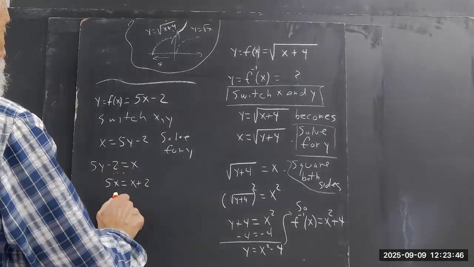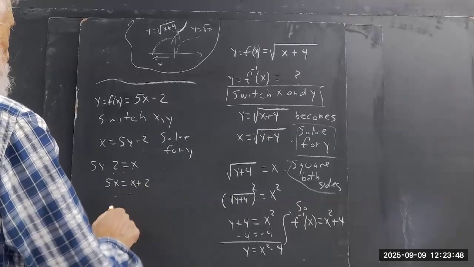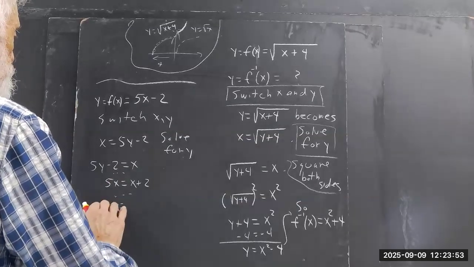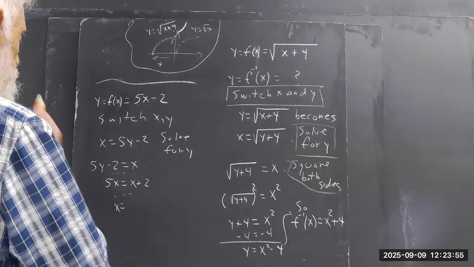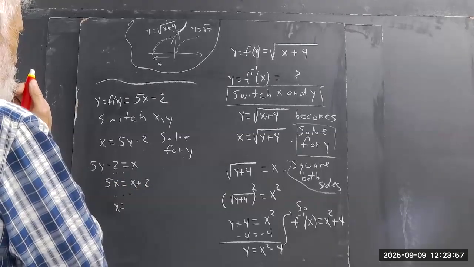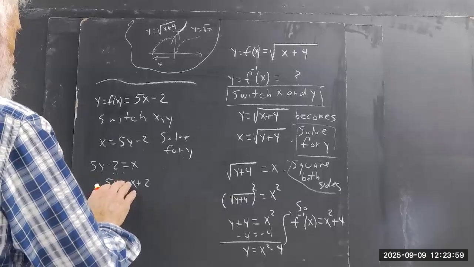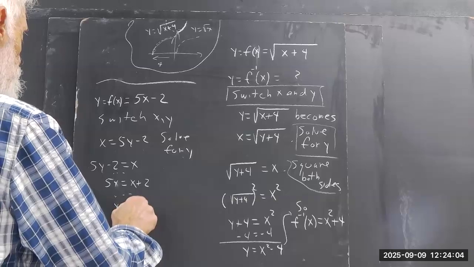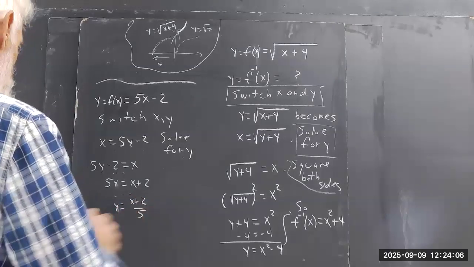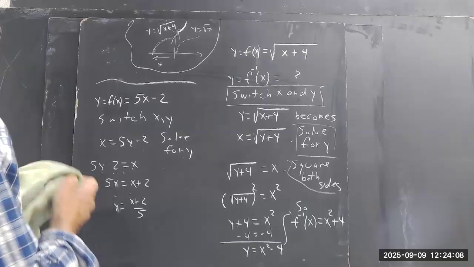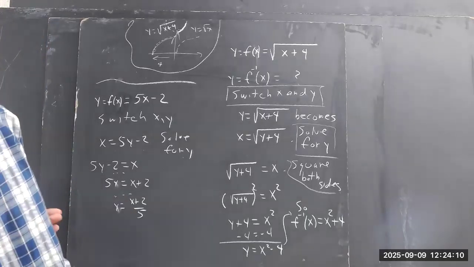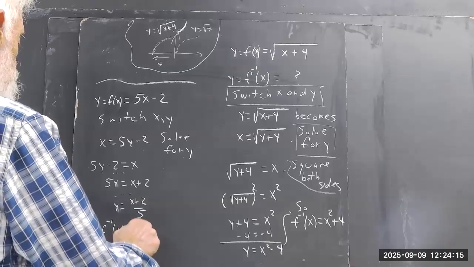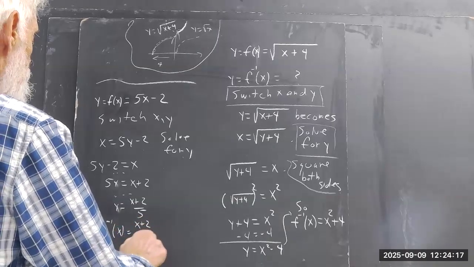There's something you ought to fill in there. You ought to divide both sides by 5, and you're going to get y equals x plus 2 over 5. And that's it. There's your inverse function. Then maybe you write down f inverse of x equals x plus 2 over 5.